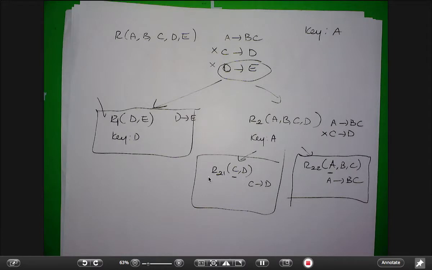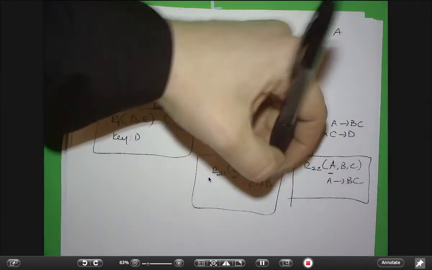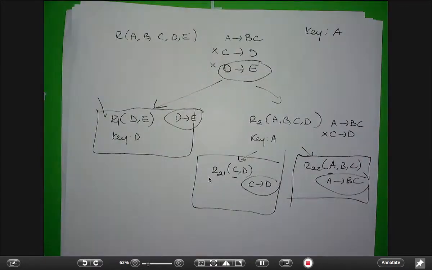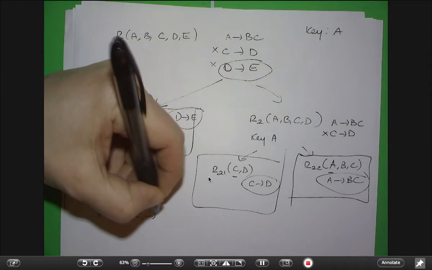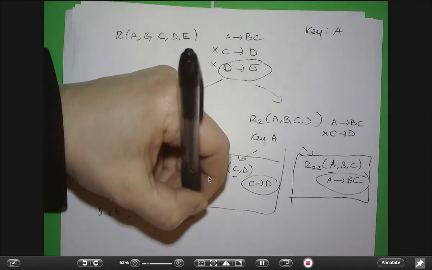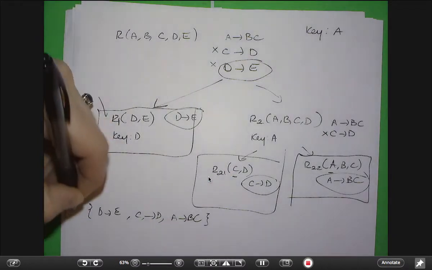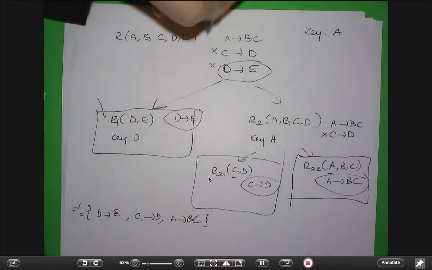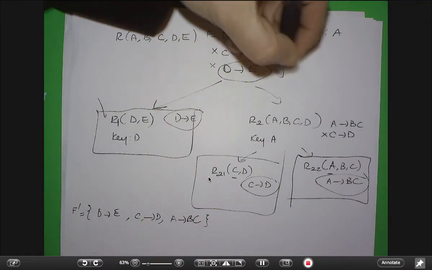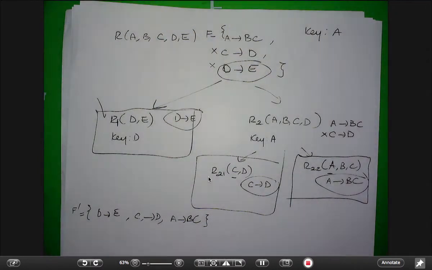Okay. Now you can check, is it functional dependency preserving? To do that, you take all of the functional dependencies that are still preserved, put in a relation. So I have D implies E, C implies D, A implies BC. Is this equal to the original set? This was my original set, right? Are they the same? Yeah.